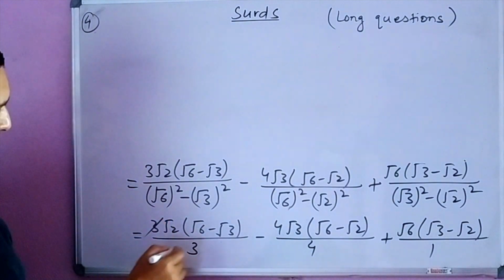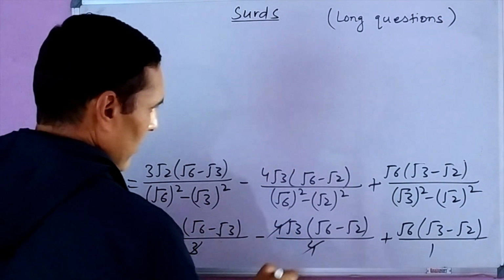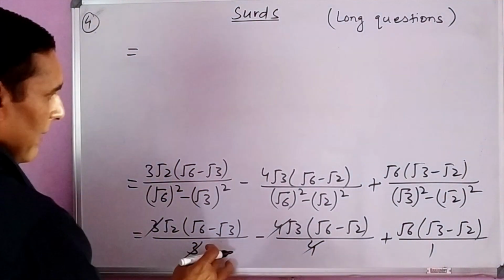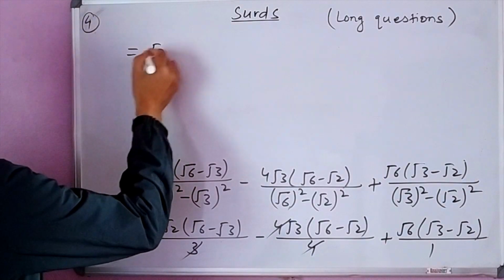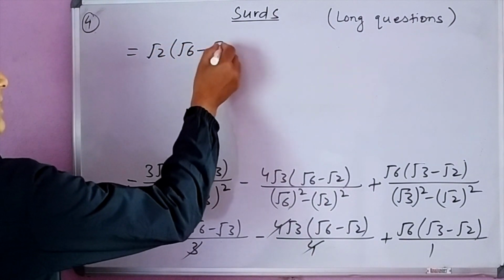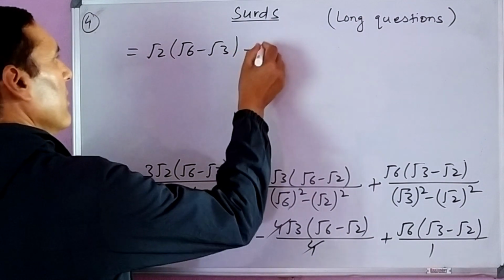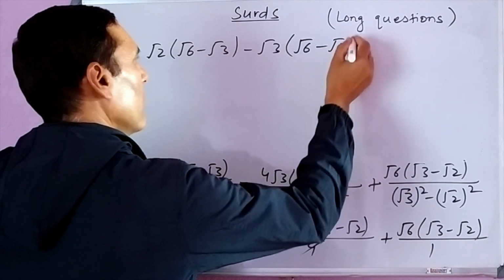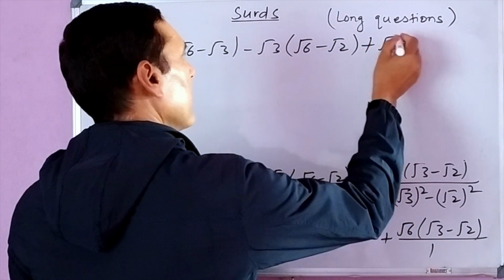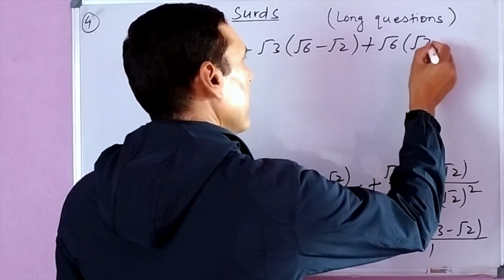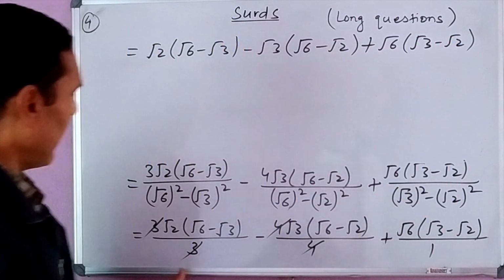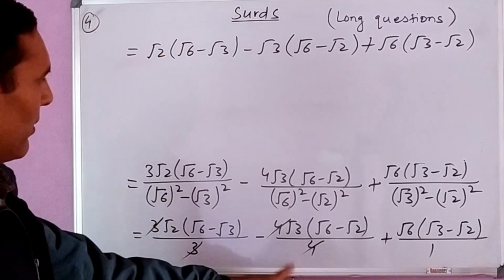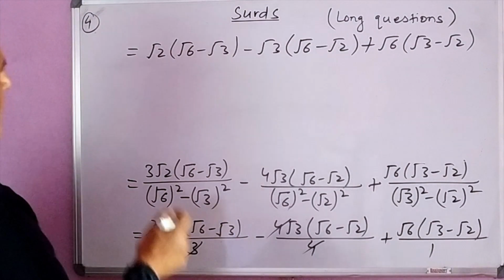Okay, now look here, this 3 cancelling, this 4 also, and here is nothing. So what we get here is root 2 times root 6 minus root 3, minus root 3 bracket root 6 minus root 2, plus root 6 bracket root 3 minus root 2. Because we do not have any denominator here, we don't have to take the LCM. Because 3 cancels here, 4 is also cancelled, there is 1 only. Now just open the bracket.